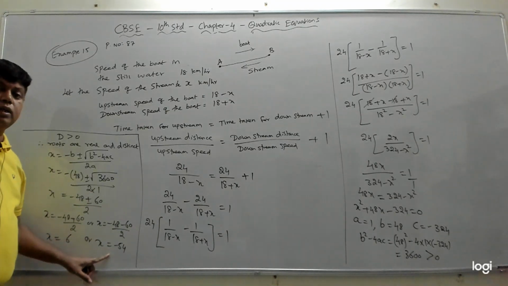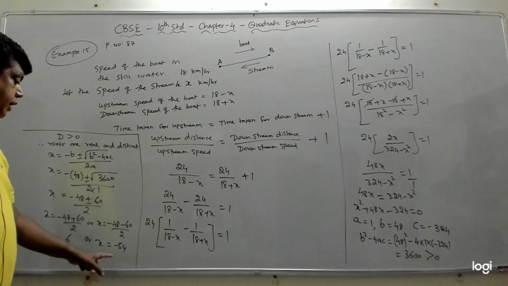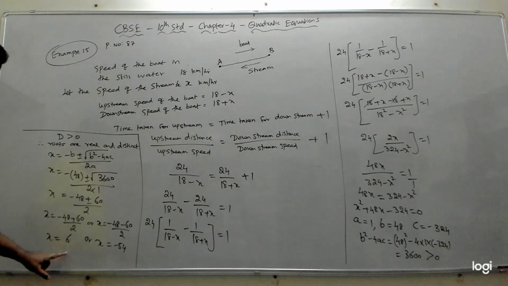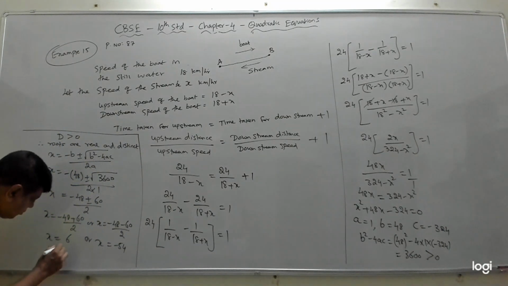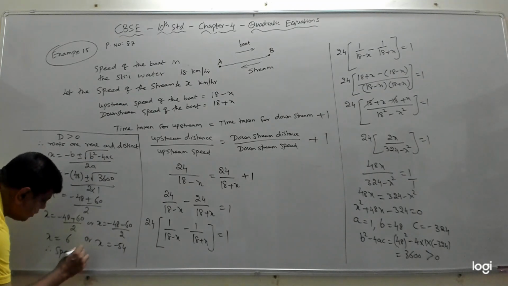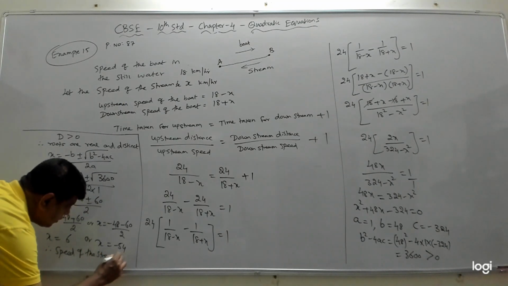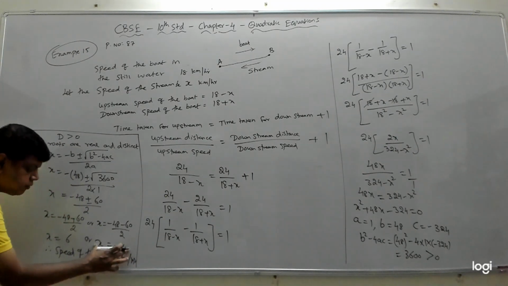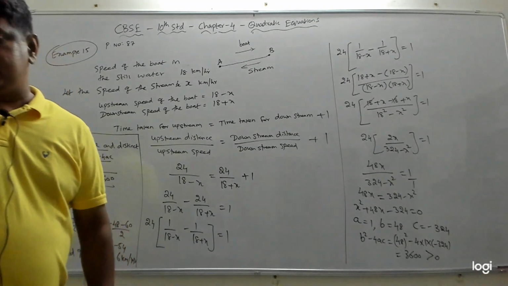But x is the speed of the stream. Speed cannot be negative. So we can't take minus 54 there. So the answer is x is equal to 6. Therefore, the speed of the stream is equal to 6 km per hour. We cannot take the negative value, we have to take this one. So this is the answer.